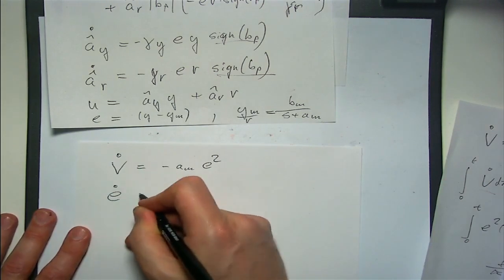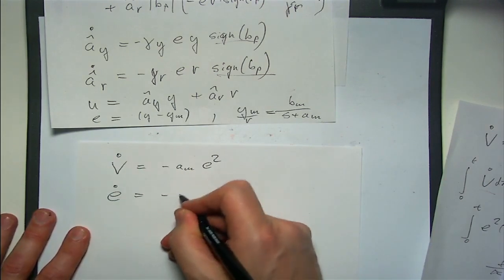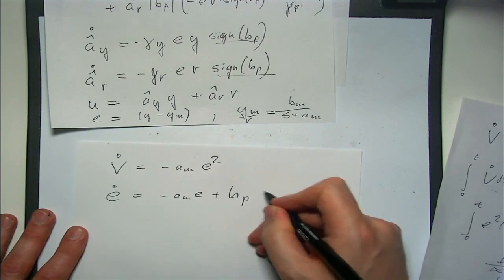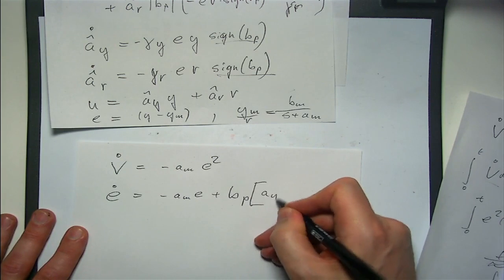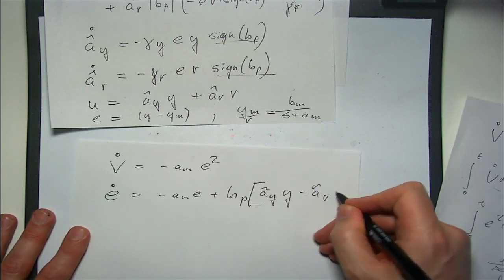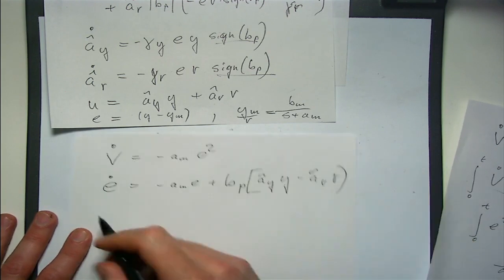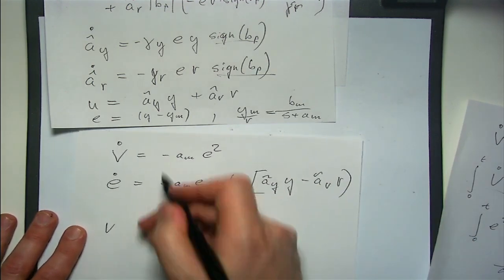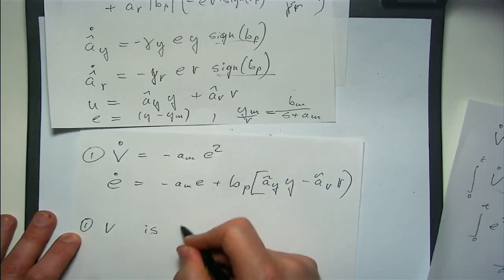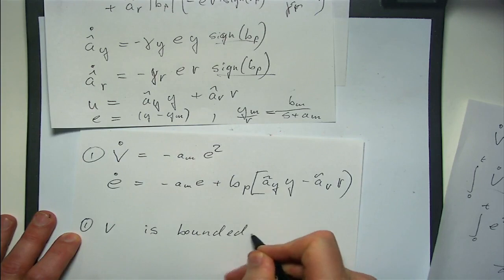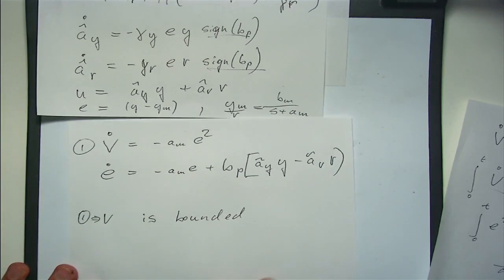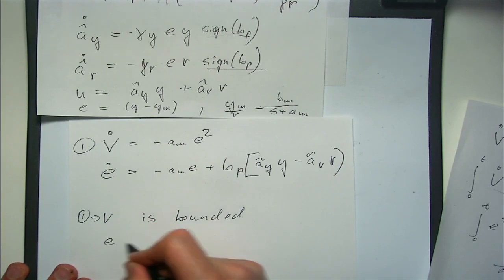So E dot equals minus AM times E plus BP AY tilde times Y minus AR tilde R. So, 1. So V is bounded. So this follows from 1. But that means also E is bounded.